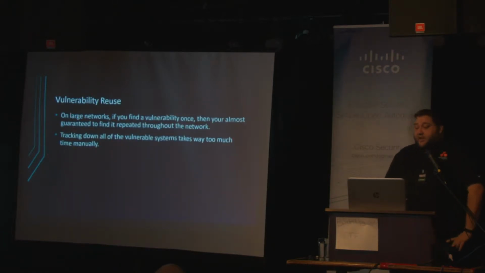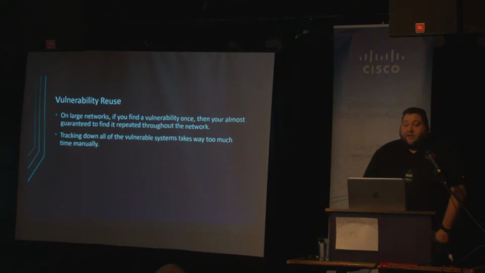So vulnerability reuse is most of what I'm going to be talking about today. When you find something on a network, it's probably going to show up multiple times on the network. If you're doing 50 hosts, you can probably do this manually and see, hey, this host looks similar, and I can find it again and check that vulnerability. When you're on a larger network, that doesn't really work. So if you find the vulnerability once, you basically want to script it so that you find it again repeatedly.